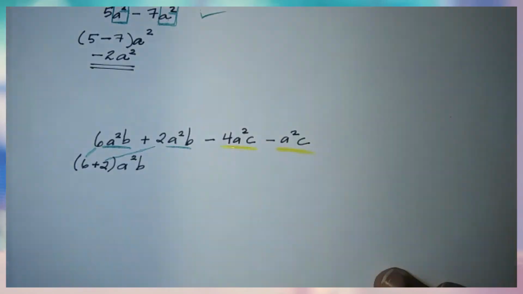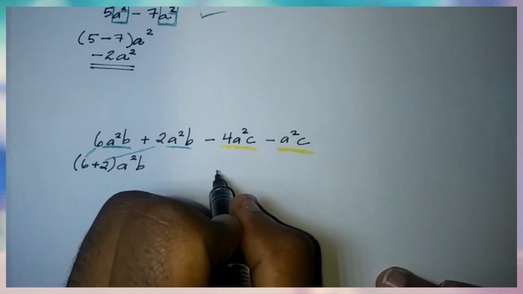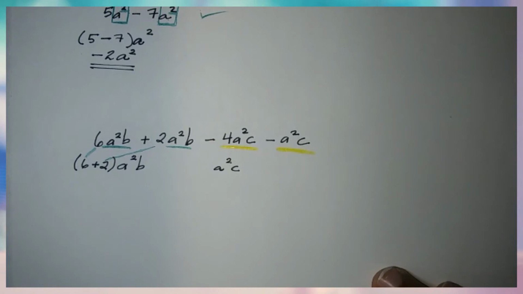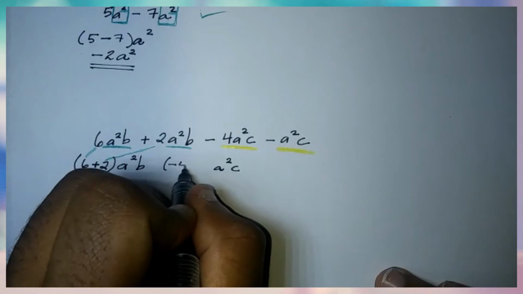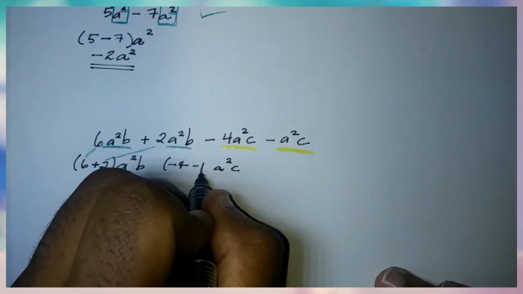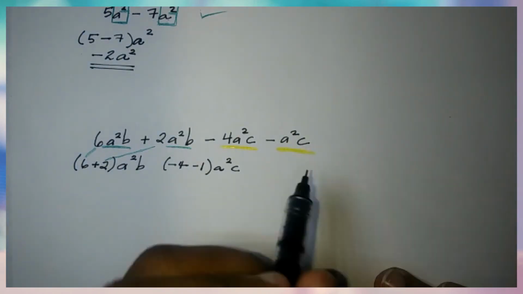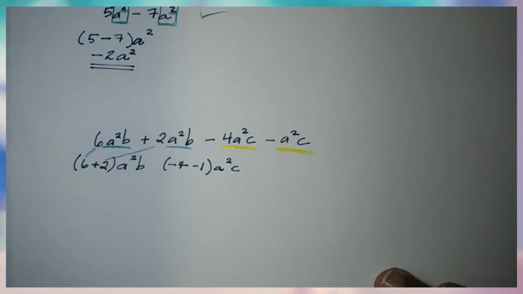Then I have the next side to look at. They are the same terms, like terms, so I keep back my term, a squared c. What will I do next? I will put my coefficients together. And remember, I'm keeping the signs. So I'm going to have minus 4 minus 1. Now remember, when you see a variable on its own, it's just 1 is seeing by itself. So this is 1a squared c over this side. So let's put them together.